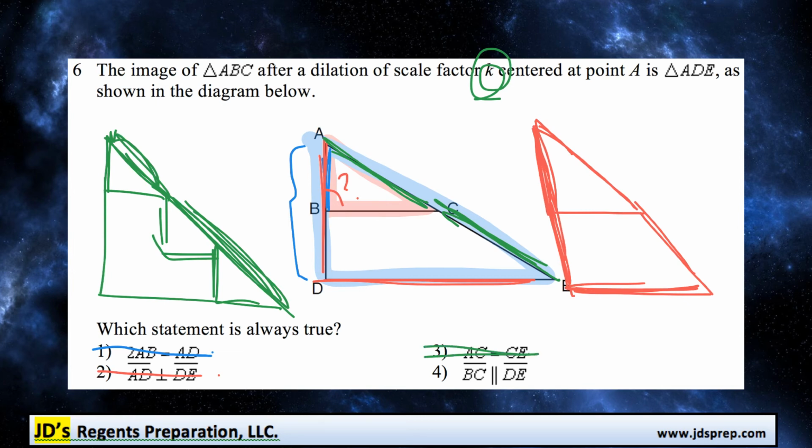So the correct answer is option number 4, that BC and DE will always be parallel. And we know that's the case because this angle here and this angle here have to be the same. Anytime you're dilating something, you're dealing with two similar triangles. The angles in a dilation never change. So based on that, we know that these two lines will be parallel to each other.